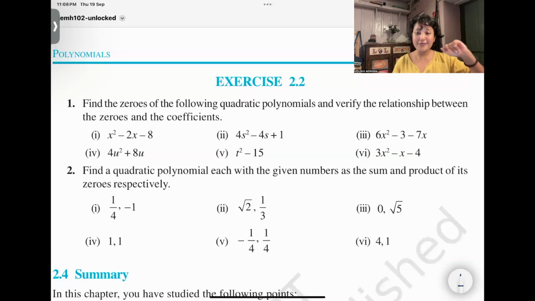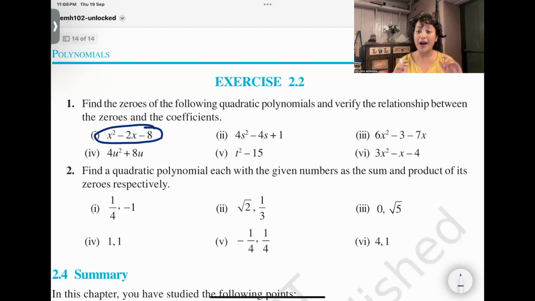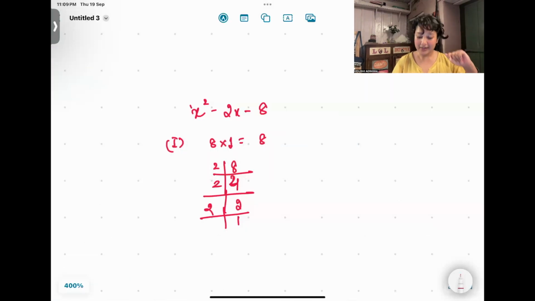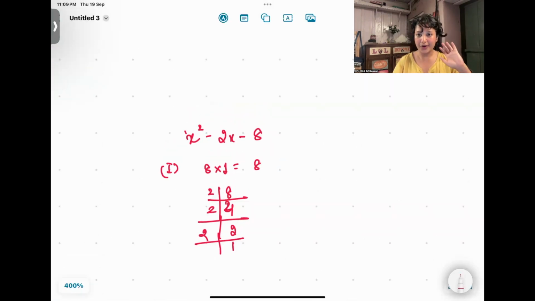Come to exercise number 2.2, and this is your question number 1. Same stuff. I want you to solve this question by using middle term split. See how we're going to do it. This is our question. First step is taking the last number and the first number and multiplying them together. Forget about minus 8 and everything. We are not looking at sign. This is a short trick. You're going to do this in rough work in exams. So 8 multiplied by 1 is 8.